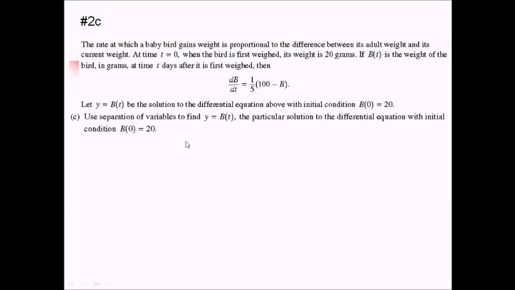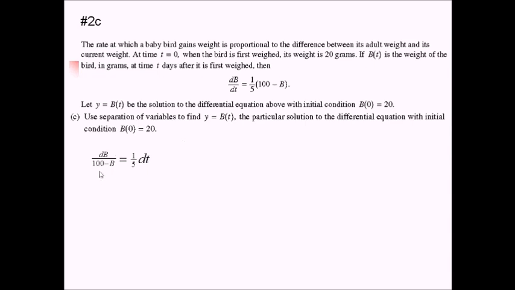For this part, they want us to use separation of variables to find y equals b of t, given the initial condition b of 0 equals 20. So I look here and I see that I have an output variable in our differential equation. That means I need to use separation of variables to solve this. So I'll start by dividing both sides by 100 minus b. It's already factored for us. I'll just move this whole factor over to the left side. So I'm going to call that db over 100 minus b. On the right side, I'm going to multiply both sides by dt, so that'll be 1/5 dt.